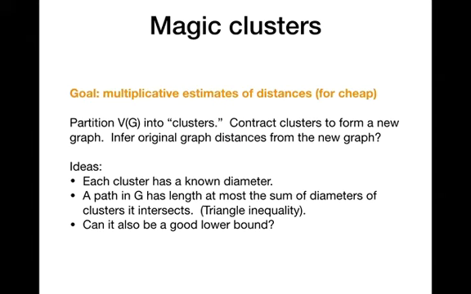Okay, and we're going to create these clusters in such a way that each cluster has a known diameter. And so a path in the original graph has length at most the sum of the diameters of the clusters it intersects. And this is a simple consequence of the triangle inequality. And the question is, can it also be a good lower bound?